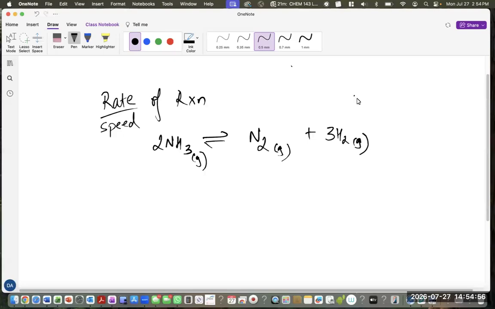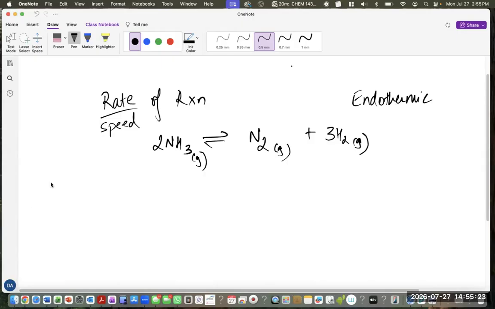And if you remember, this happened to be an endothermic reaction. We actually saw the reverse of that reaction in our last video. That was exothermic, so this will be endothermic reaction. So what happens when you change the conditions of the reaction is what we're going to be discussing now. So, the factors that will affect the rate of the reaction.